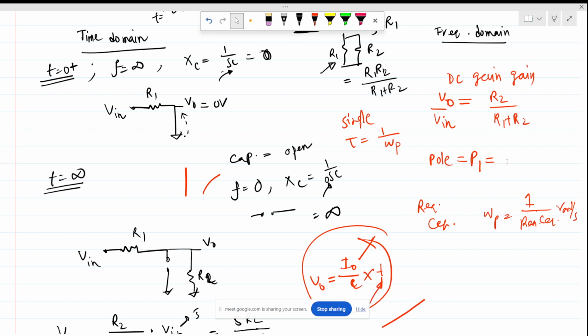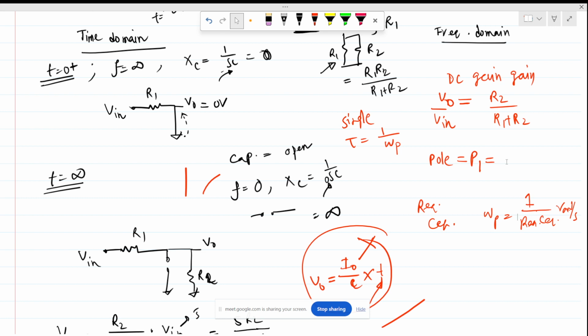For a multiple pole system we cannot directly comment on the time constant. There comes zeta, the damping factor, right? Yes, absolutely. For a multiple pole system there is a concept of damping factor, and from the damping factor we can comment on the behavior in the transient domain, the time domain. For a multi-order system we cannot directly comment what the time constant of the circuit is.